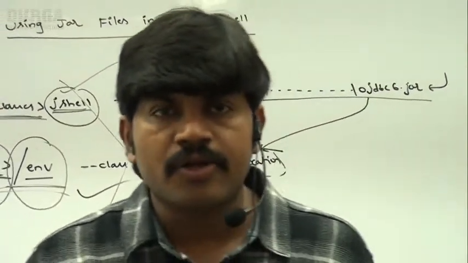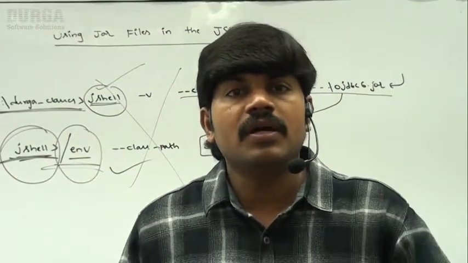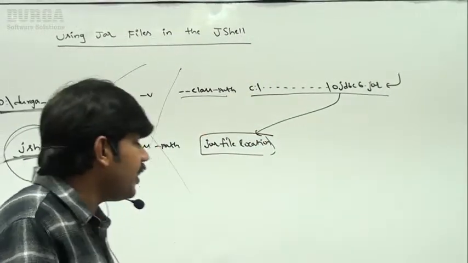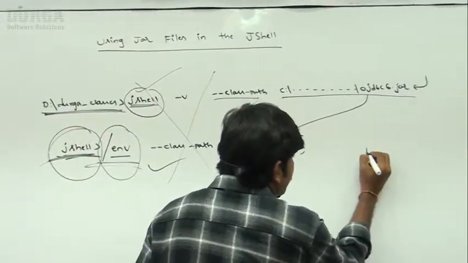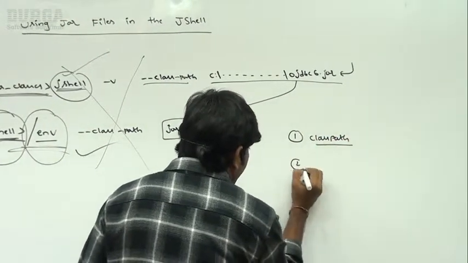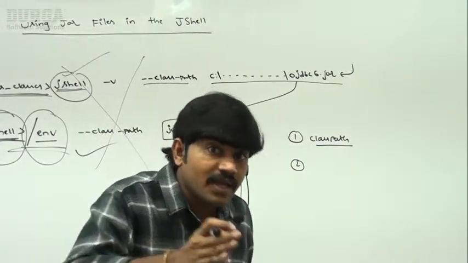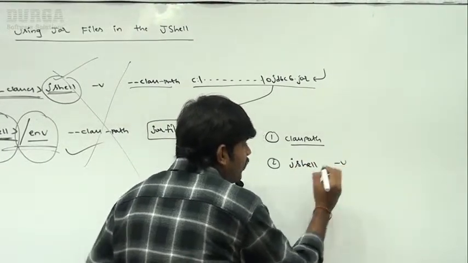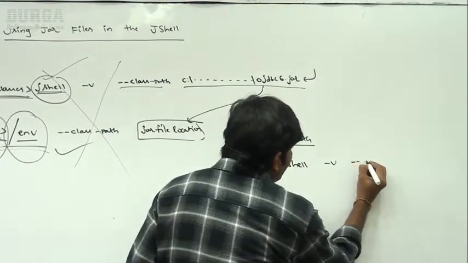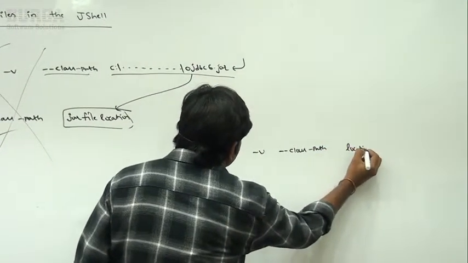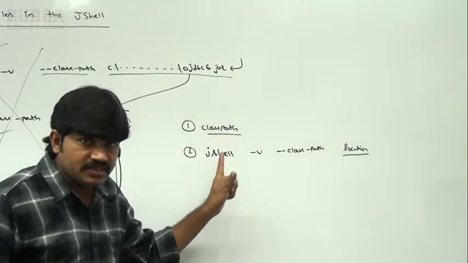Are you getting? So total, how many ways are there to make jar files available to the JShell? Very simple, 3 ways are there. What is the first way? Environment variable class path, if you set. Second way, sir, from the command prompt while opening JShell, you can use the --class-path option and provide your required jar file location. Sir, this is the second way.